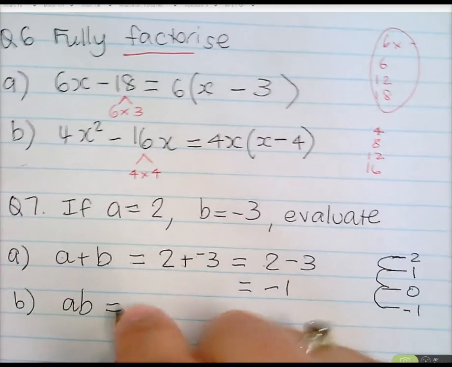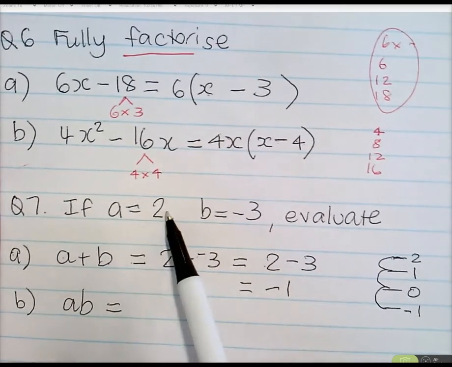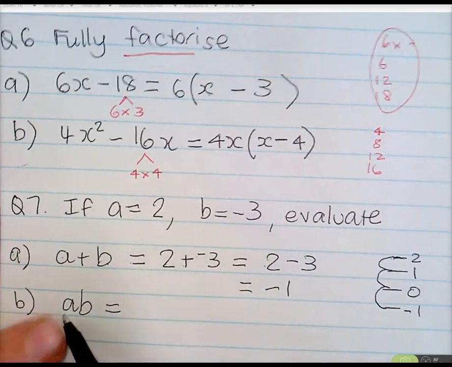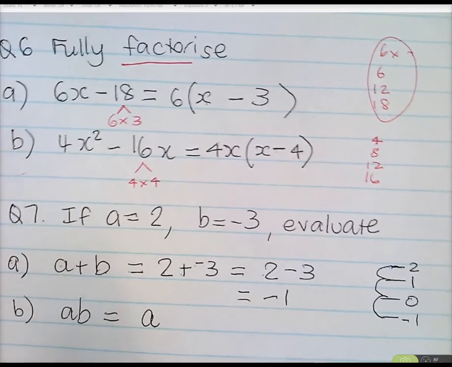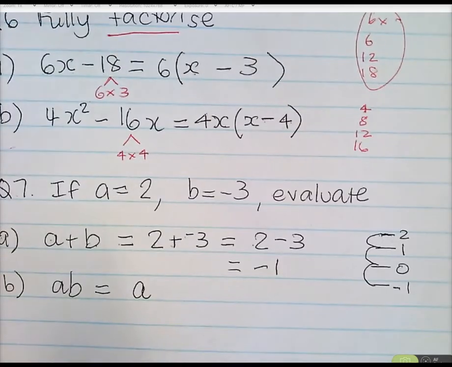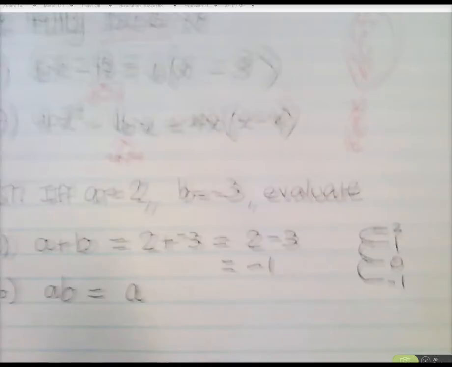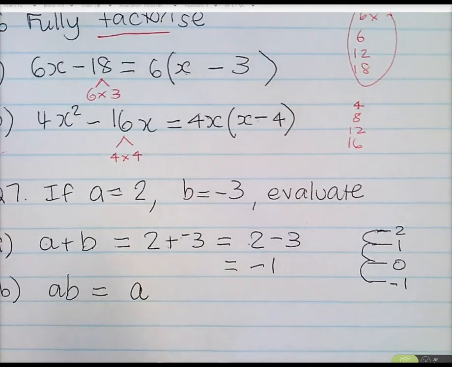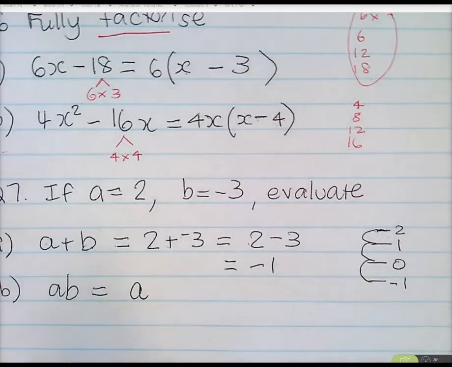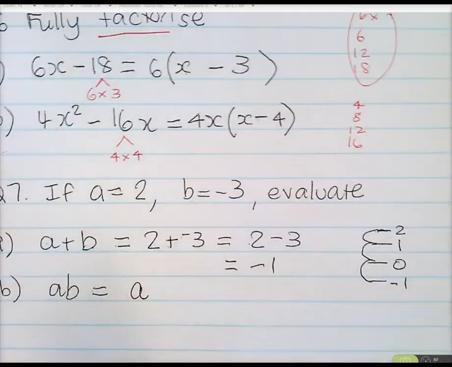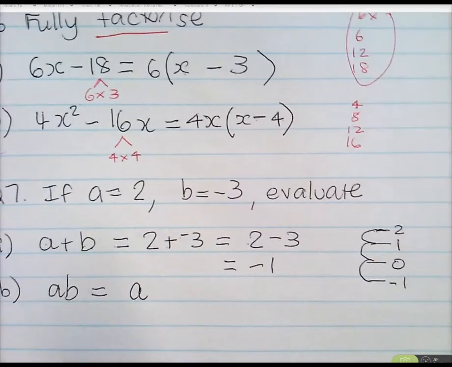Okay, the next question is, if A is 2 and B is negative 3, evaluate AB. Now, AB means A what? Plus B, minus B, divide by B, times B? Girls, what is the only symbol in algebra that they're allowed to miss out? If it's a plus, you'll see it. If it's a minus, you'll see it. It's the times. So AB means A times B.